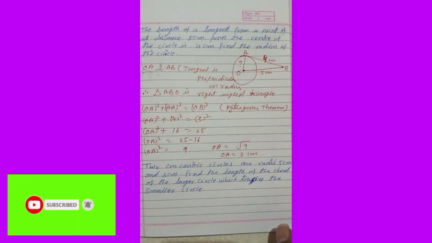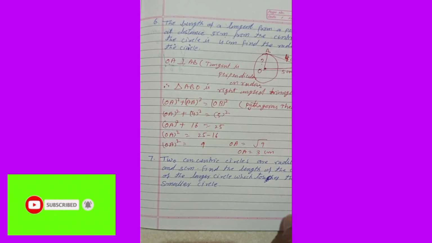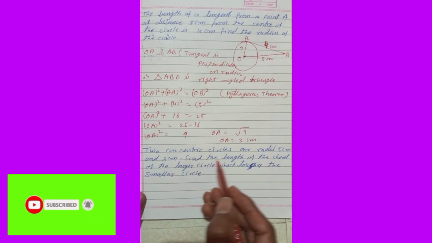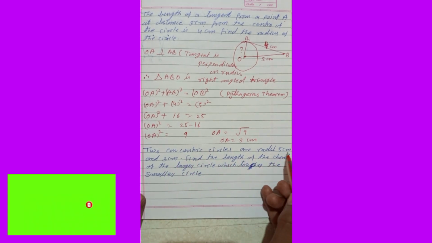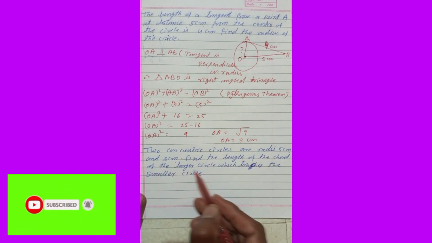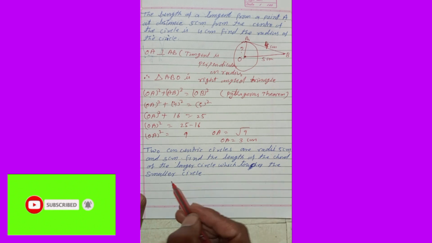Now next we are taking question number 7. What does question number 7 say? Two concentric circles are of radii 5 centimeter and 3 centimeter. Find the length of the chord of the larger circle which touches the smaller circle.